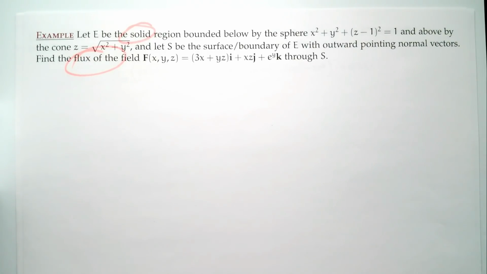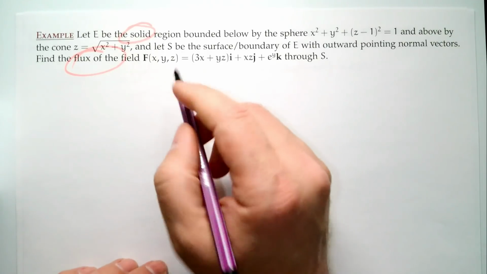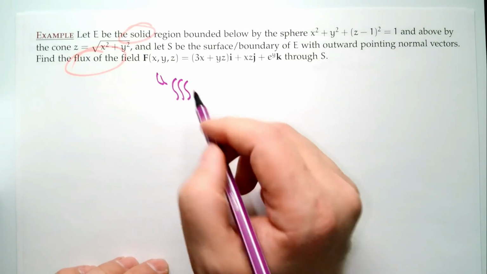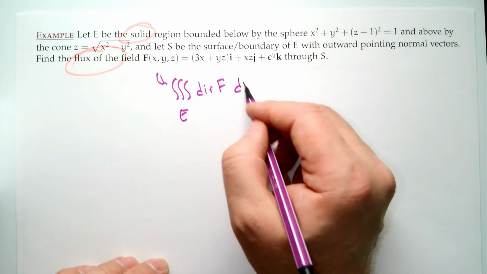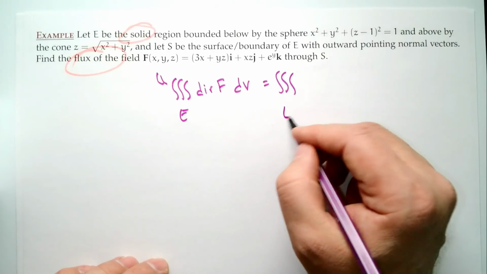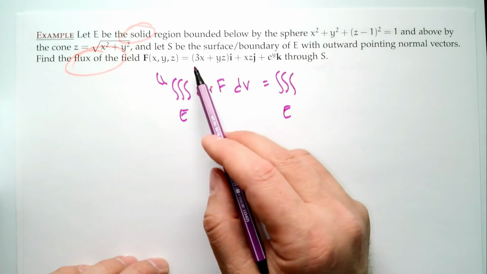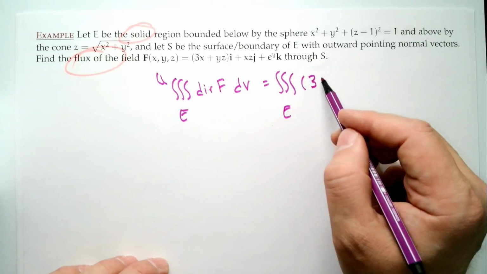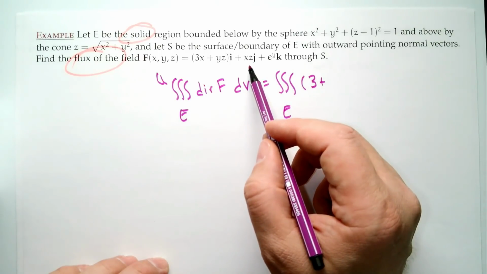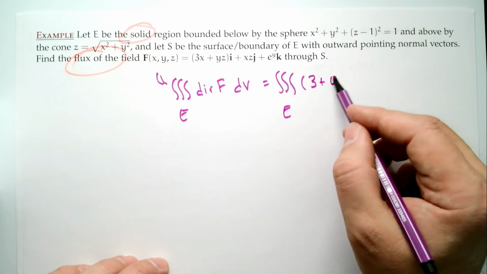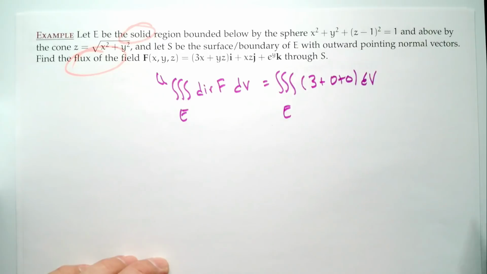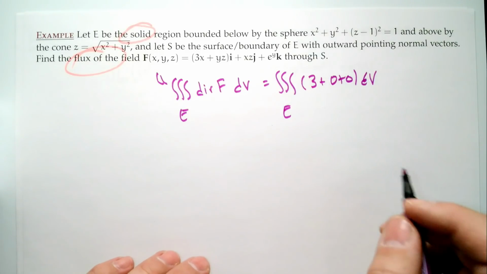Okay, so this is a flux, which merely means we're going to integrate over our solid the divergence of f dV, and we do our divergence. In the interest of time, okay, 3 plus 0 plus 0. Oh, it's 3. So it becomes a problem about finding volume. By the way, do you know what this shape looks like? Kind of an interesting shape.